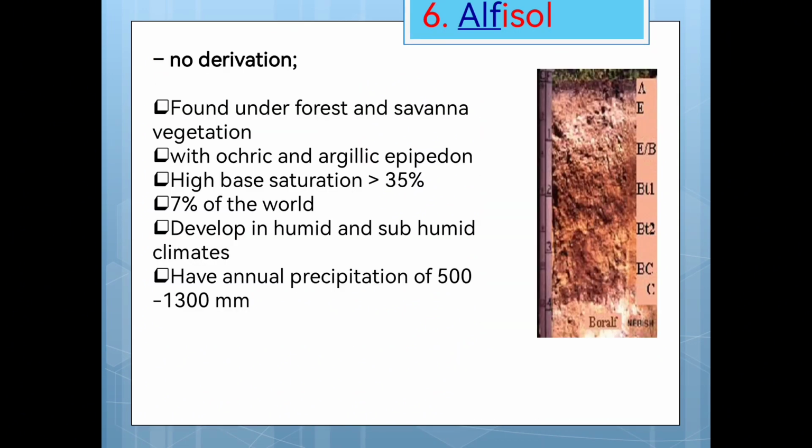Then we have alfisol. Alfisol, there is no derivation. This is found under forest and savanna vegetation with ochric and argillic epipedon, with high base saturation, which is higher than 35%. This is 7% of the world's soils, and they are developed in humid and subhumid climates and have an annual precipitation of 500 to 1,300 millimeters. Common siya ngayon sa humid areas, so mataas yung kanyang rainfall.